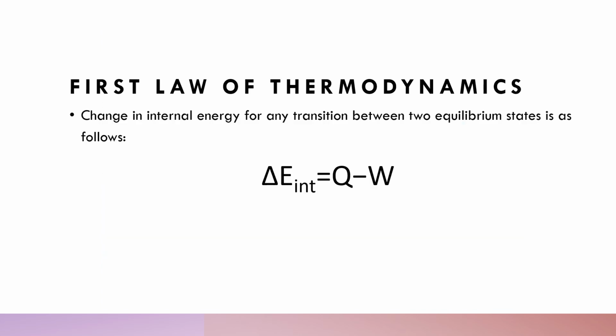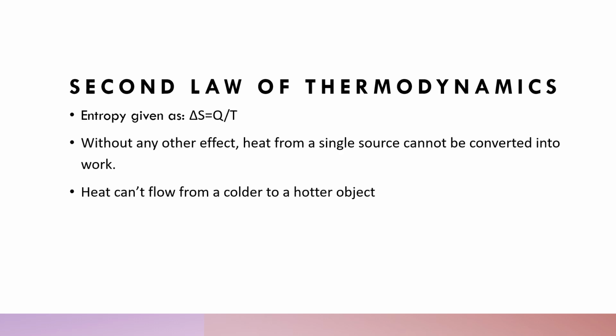The first law of thermodynamics gives us an equation to find the change in internal energy for any transition between two equilibrium states. That is, the change in internal energy is equal to the heat minus the work. Heat can be positive if it is added and negative if it is removed. Work can be positive if work is done by the system, or negative if work is done on the system.